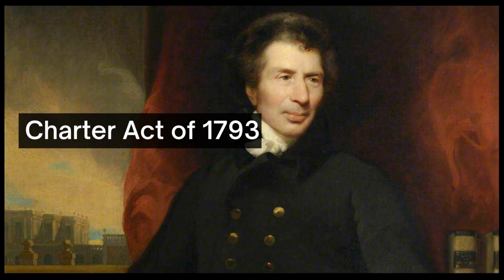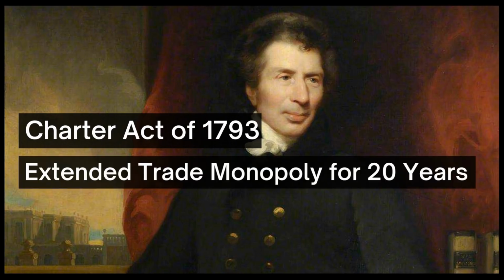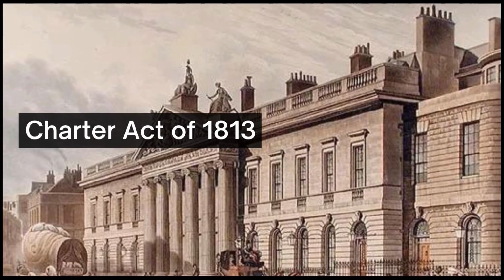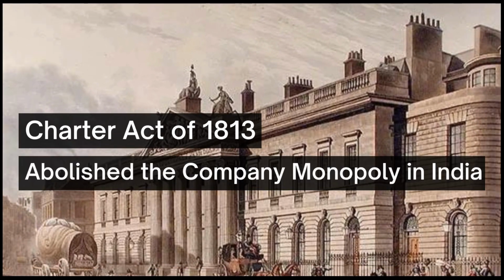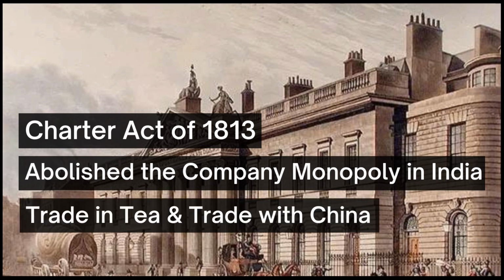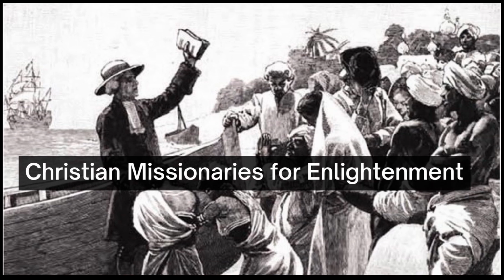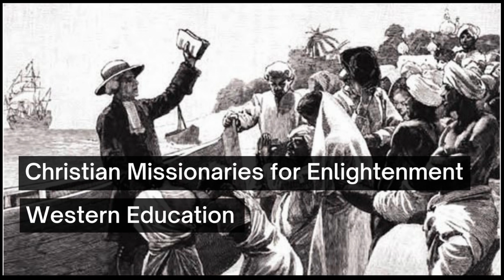The Charter Act of 1793 extended the trade monopoly of the company in India for another period of 20 years. With the Charter Act of 1813, the trade monopoly of the company in India was abolished. That is, the Indian trade was open to all British merchants. However, it continued the monopoly of the company over trade in tea and trade with China. It allowed the Christian missionaries to come to India for the purpose of enlightening the people. It also provided for the spread of Western education among the inhabitants of the British territories in India.